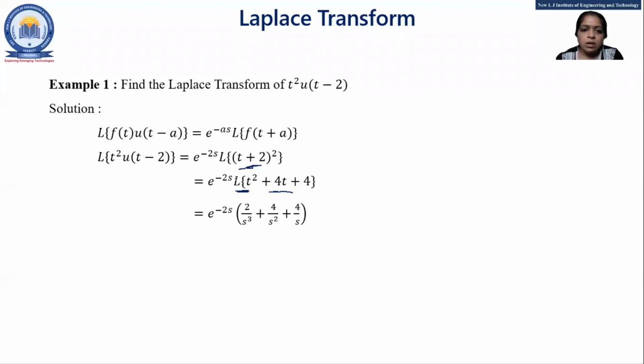So answer of Laplace of t square is 2 upon s cube, Laplace of t is 1 upon s square, and Laplace of 1 is 1 upon s.